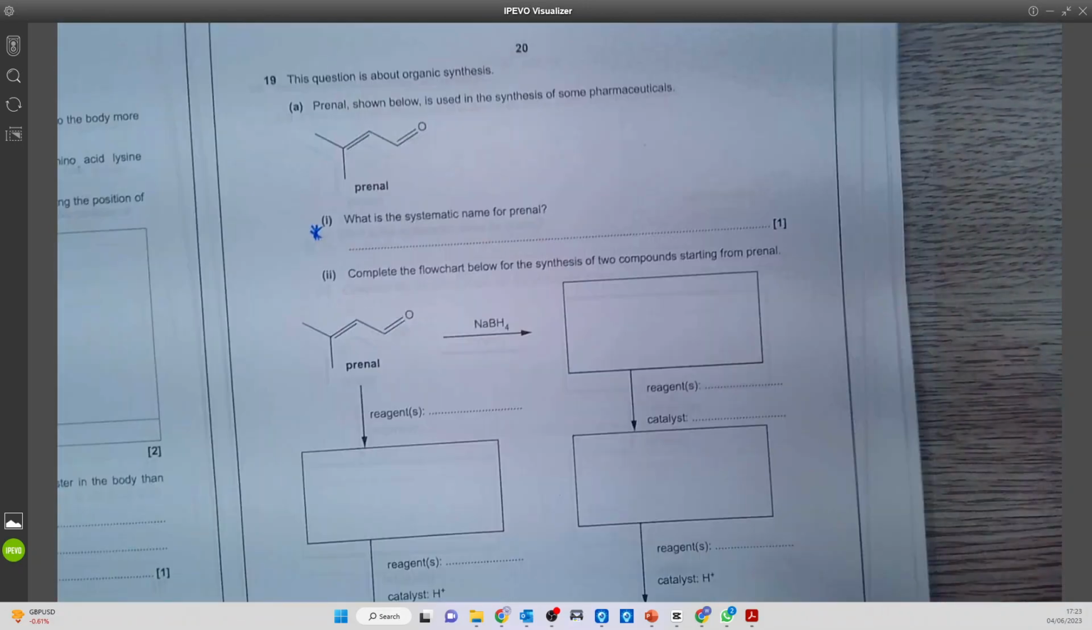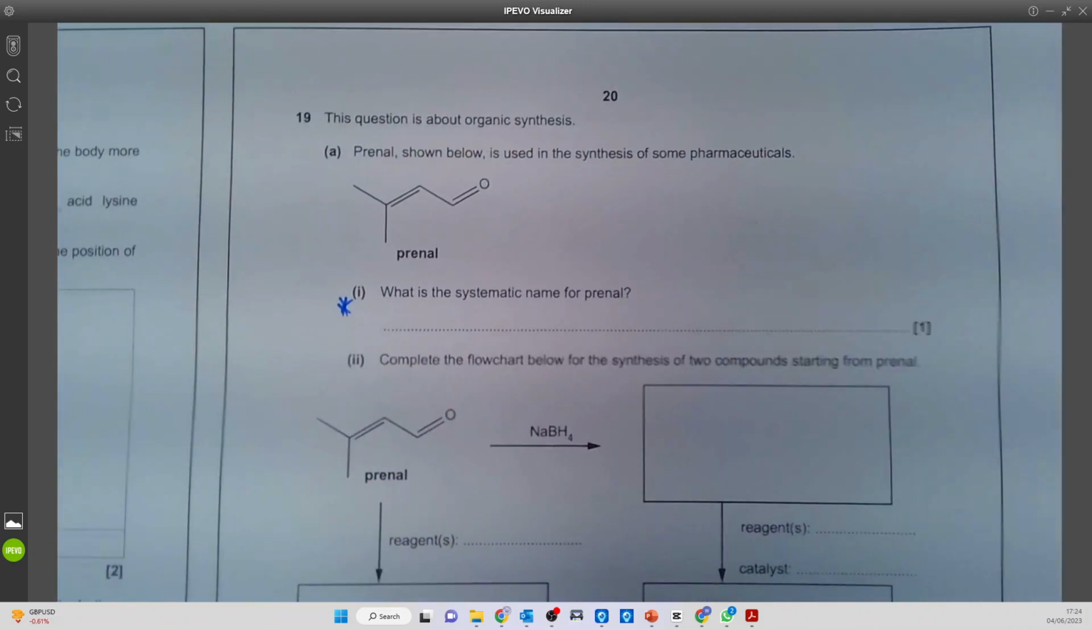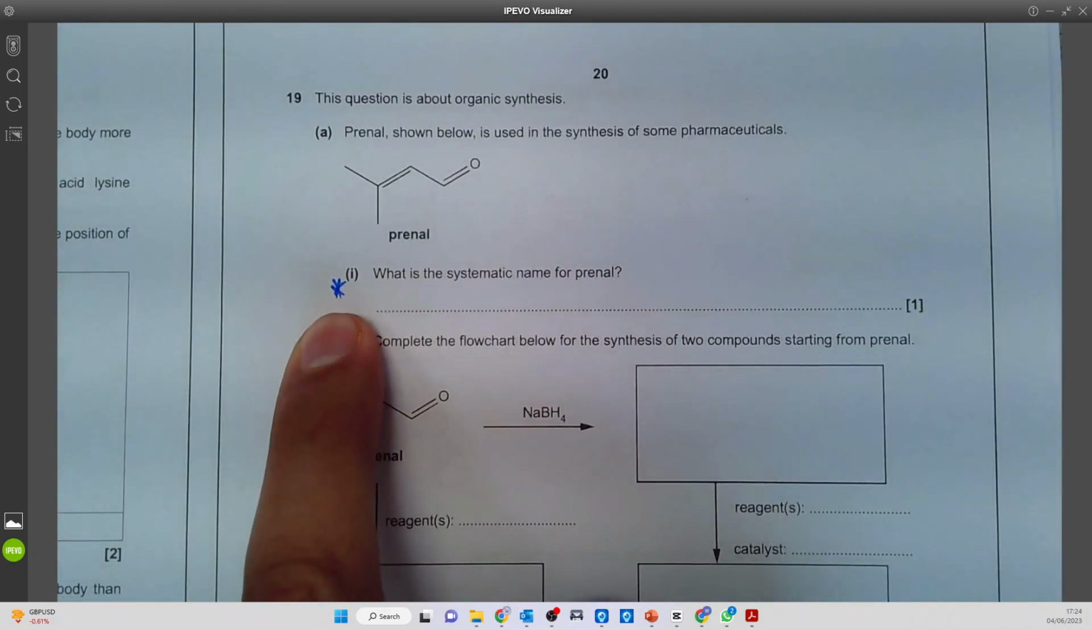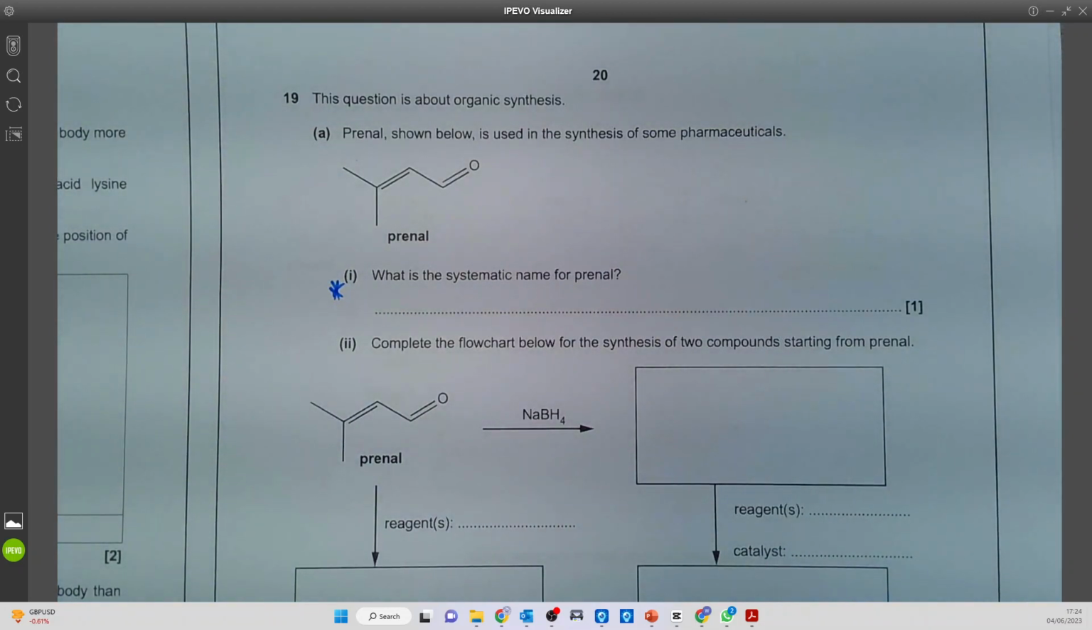Question number 19. I put a star here because I didn't know the name of this compound myself. I worked it out while I was preparing for you guys today. I'll just give you the name here.